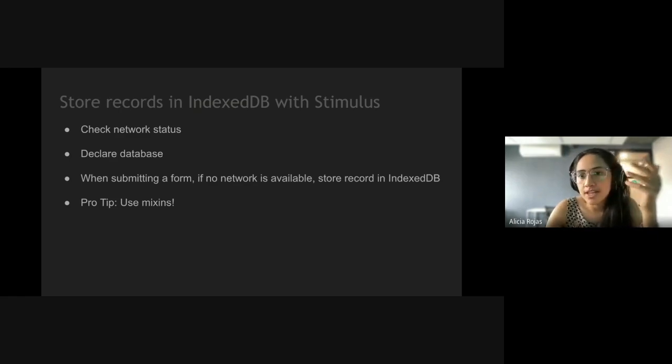Then we need to declare or find an already created database with our wrapper for IndexedDB. So every time we would submit a form, we would check the network status, and if no network was available, we would store this object in IndexedDB instead of performing the actual post request. As a pro tip here, very quickly we found out that we were performing these actions in different places. So in order not to repeat ourselves, we ended up using Stimulus mixins. We would have a mixin for checking the network status, and another for declaring a database.